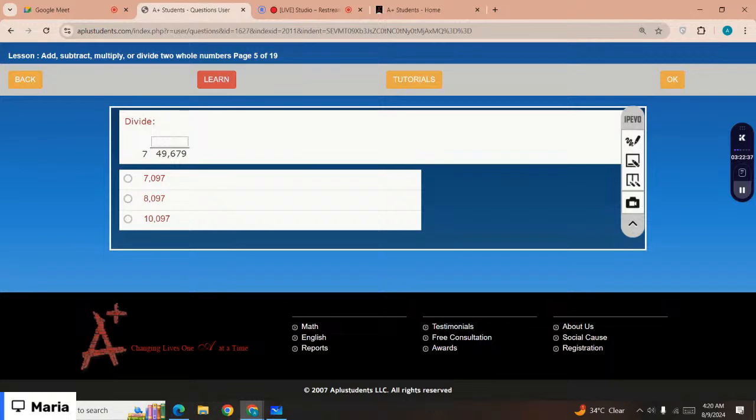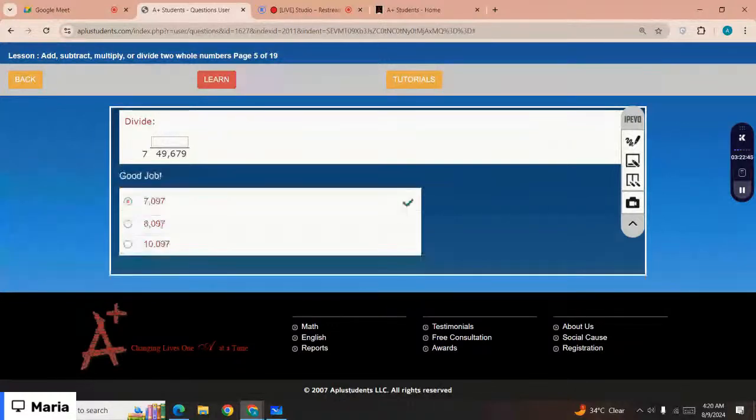You have to divide, right? Yes, option number 1 is the correct option. That is 7,097. You have to divide using the long division method. Got it?